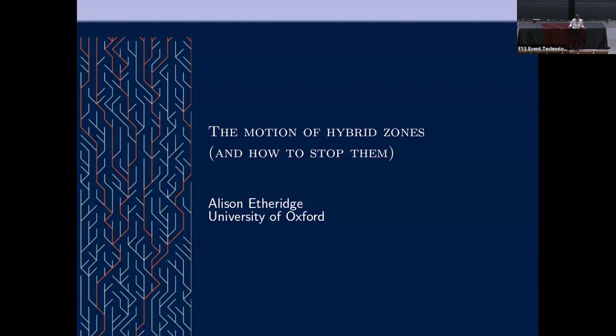And I'm just going to illustrate with one specific example, which is the motion of hybrid zones, because that's a fairly easy one to explain without doing too much biology. And then at the end, I will throw down a mathematical challenge for you, which I've been working on off and on for a while, and I have no good ideas, so I hope someone else does. Okay, so there we go.